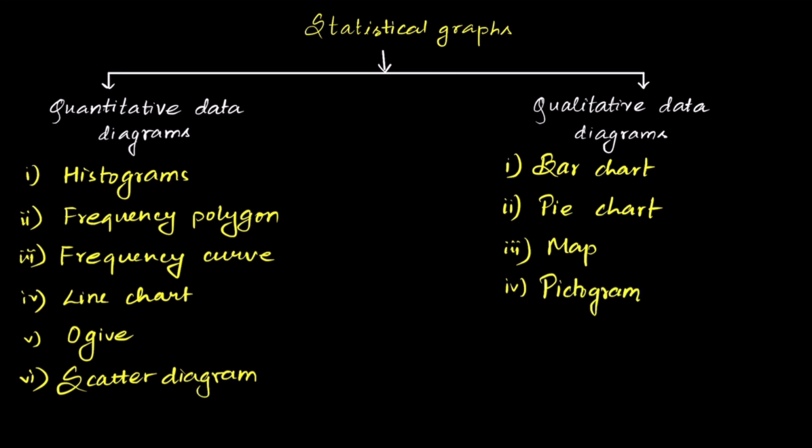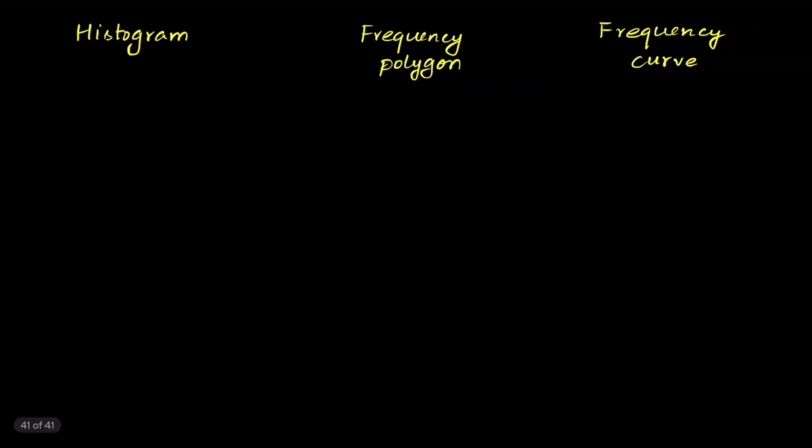Okay. First, let's look at the diagrams or the statistical graphs used to represent quantitative data. So here are three of them which are really important: histogram, frequency polygon, and frequency curve. The reason I have kept three of them together is because they are related to one another. Let me show you how.